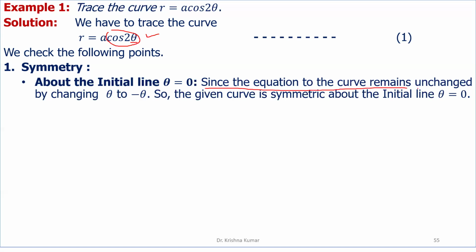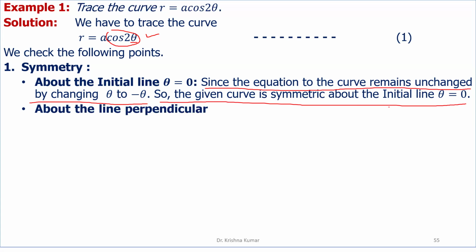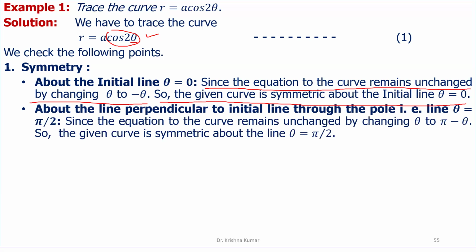Since the equation of the curve remains unchanged by changing theta to minus theta, the given curve is symmetric about the initial line theta equal to 0. Similarly, the second point is about the line perpendicular to the initial line through the pole, that is, the line theta equal to pi by 2. Again, if we replace r by minus r and theta by minus theta, the equation will be changed. So we are not able to check the symmetry about the line theta equal to pi by 2 using the first condition.